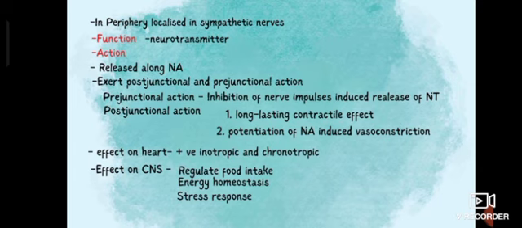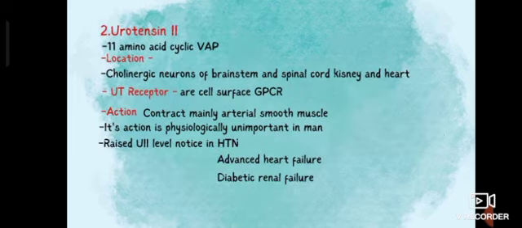Pre-junctional action is inhibition of nerve impulse, induced release of neurotransmitter, and post-junctional action is a long-lasting contractile effect and potentiation of noradrenaline-induced vasoconstriction. Its effect on the heart is positive inotropic and chronotropic, and its effect on the CNS is that it regulates food intake, energy homeostasis and stress response.